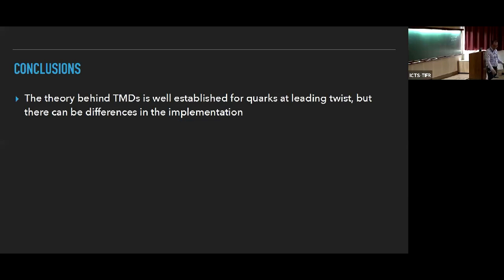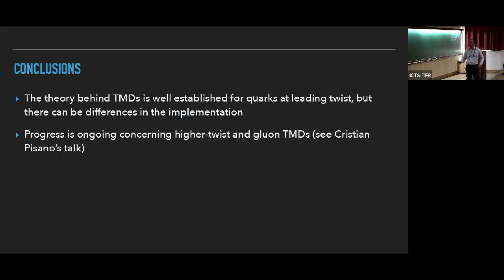Correct me if I'm wrong. When you define this TMD, in the beginning, you said it is just a convolution of the non-perturbative collinear PDF times some calculable matching coefficients. They are calculable in perturbative QCD, right? In a power series in alpha S, yes. And the coefficients are some impact parameter dependent function. Yes.